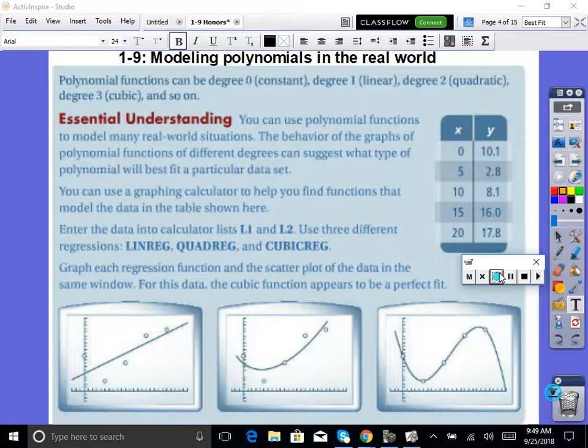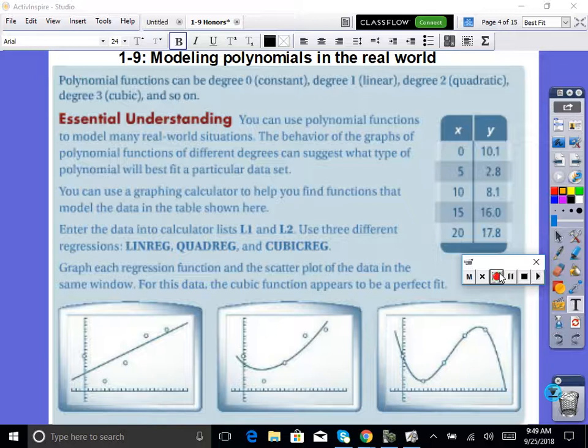It says, polynomial functions can be degree 0, a constant. They can be degree 1, which would be linear, degree 2, which would be quadratic, degree 3, cubic, and so on. So polynomials will have some degree. You can use polynomial functions to model many real-world situations. The behavior of the graph of a polynomial function of different degrees can suggest what polynomial will best fit a particular data set. You can use a graphing calculator to help you find functions that model the data in the table shown here.